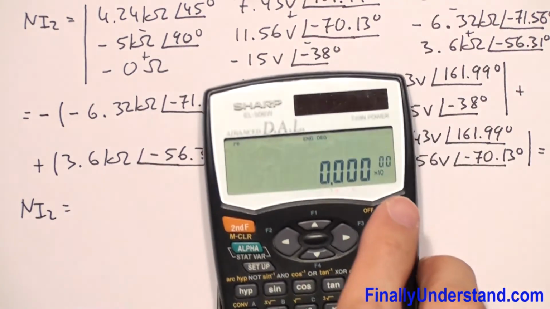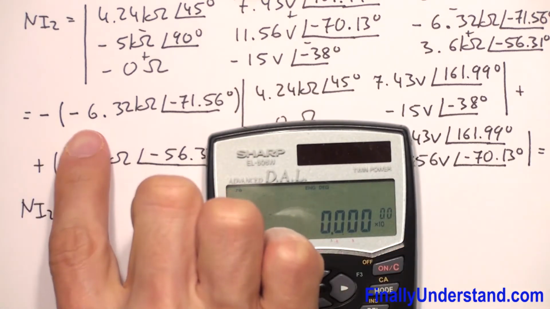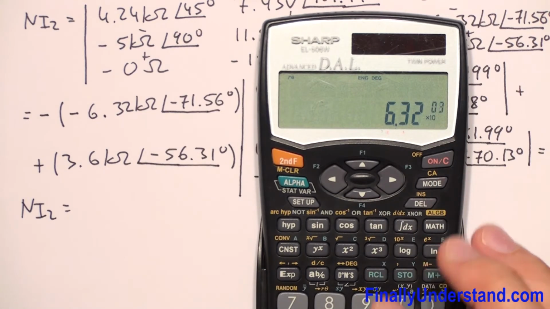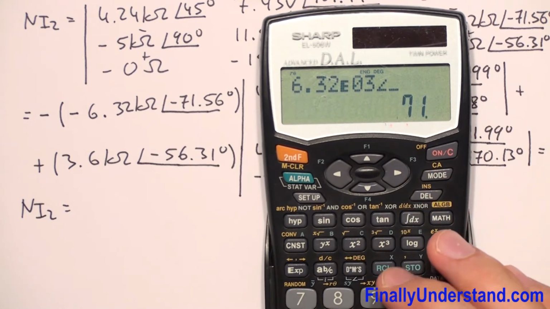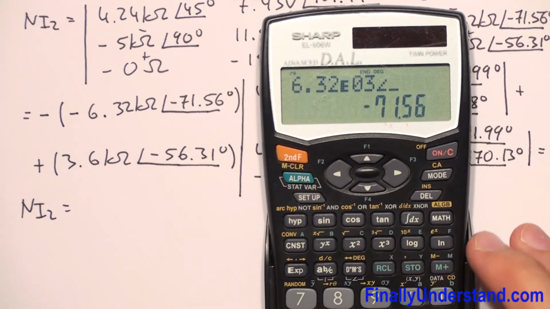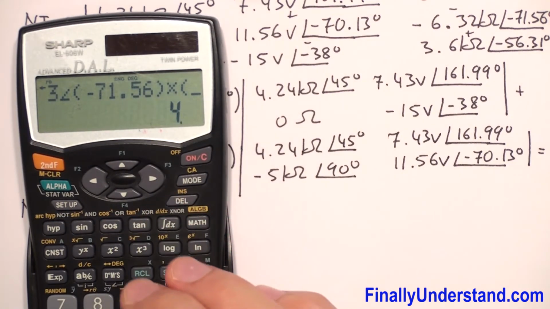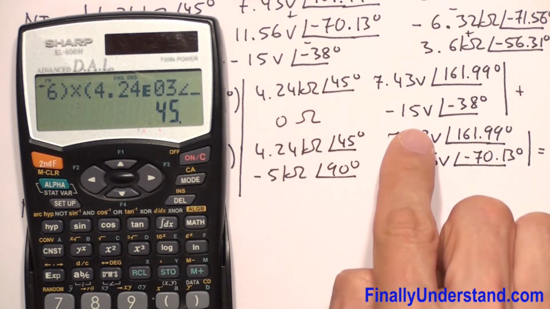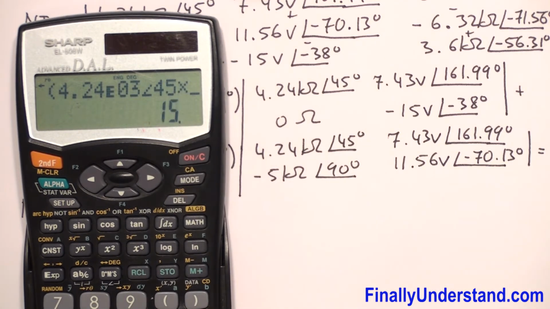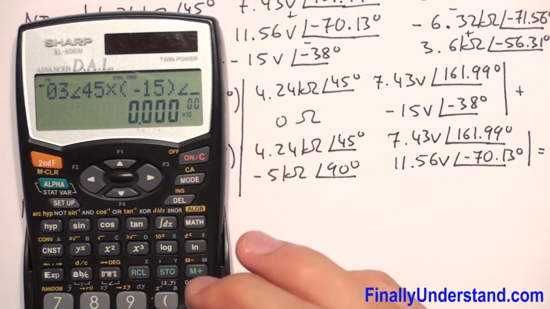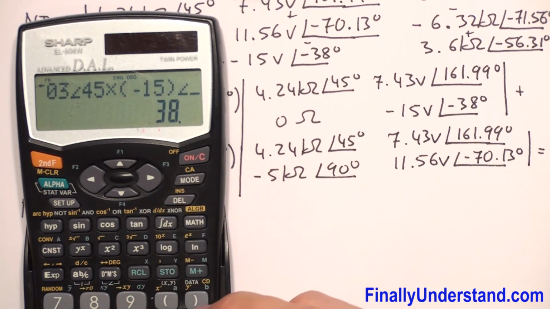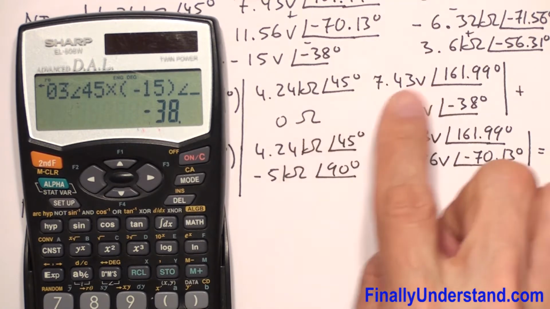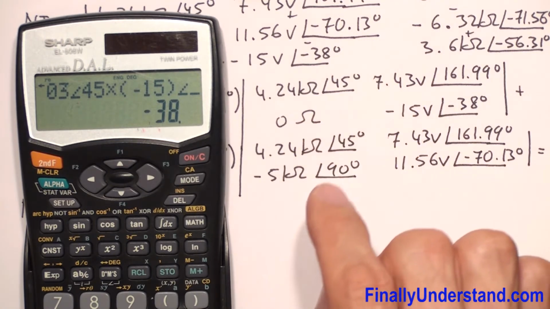Now I'm going to use the calculator. So I have negative times negative will give me positive. I have 6.32 exponent 3 and angle of 71.56 negative times open parenthesis, and I have 4.24 exponent 3 and angle of 45 times 15 negative and angle of 38 negative. Okay, negative 0 times 7.43 will give me 0. That's why I don't bother to calculate this part. So close parenthesis.